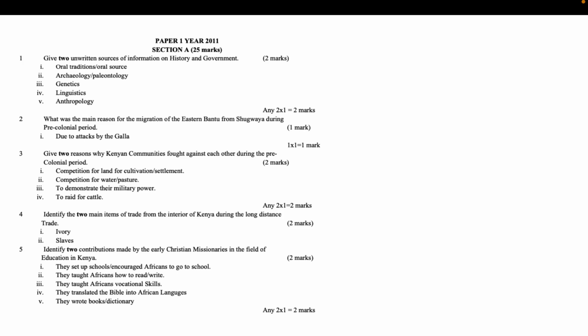2. What was the main reason for the migration of the Eastern Bantu from Shungwaya during the pre-colonial period? 1 mark. Due to attacks by the Galla. 1x1 equals 1 mark.